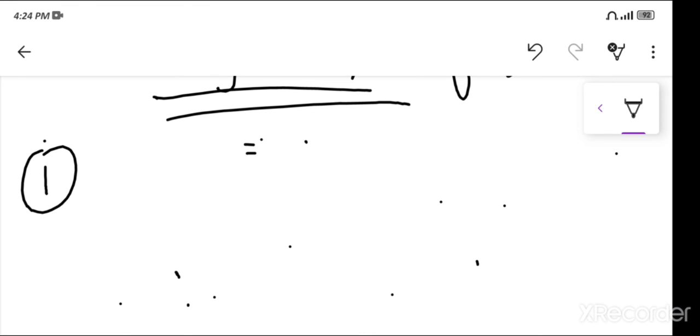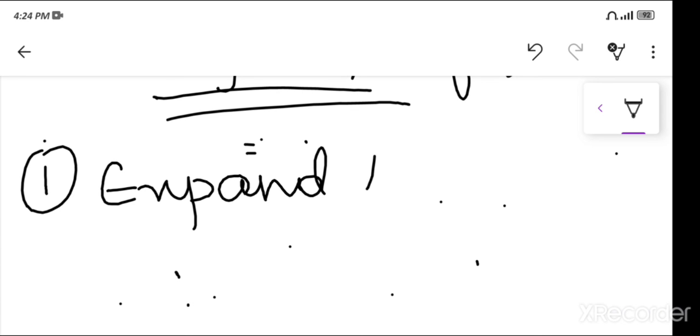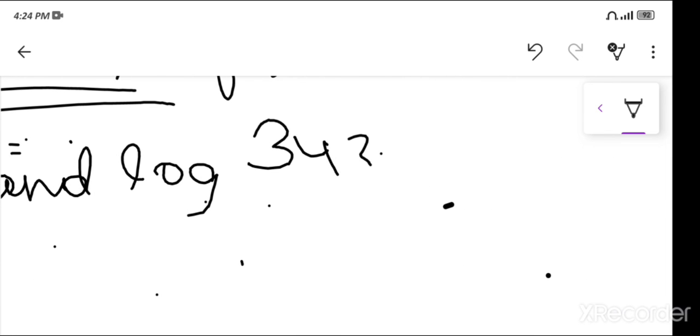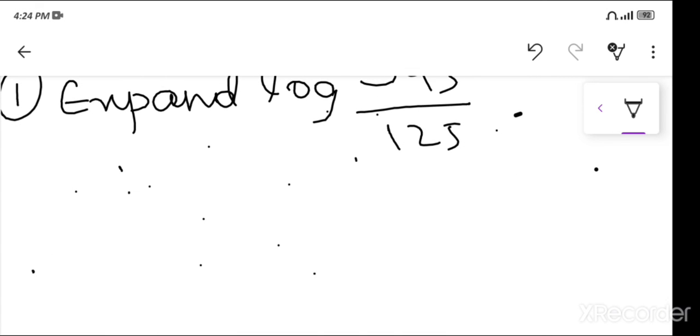Alright, so there's a sum. Look at example 11 on page number 24, if you guys have to look. The thing is we need to expand log 343 by 125. So it's pretty simple, you guys can do it.